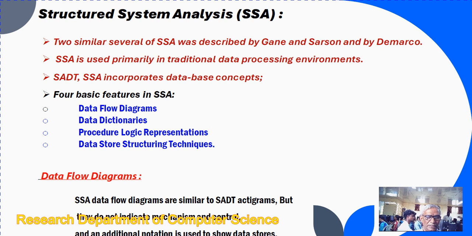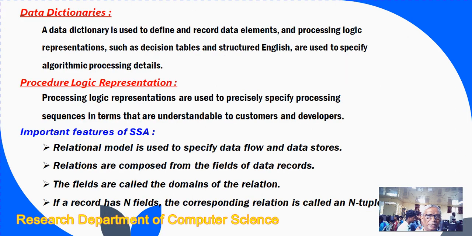Data flow diagram. SSA data flow diagrams are similar to SADT actigrams, but they do not indicate mechanisms and control, and an additional notation is used to show data stores. Data dictionaries are in place to define and record data elements. Procedure logic representation such as decision table and structured English are used to specify algorithmic processing details. Procedure logic representations are used to precisely specify processing sequence in terms that are understandable to customers and developers.